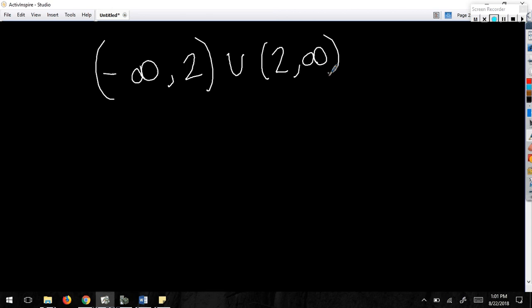That says I want everything except 2. Get as close as you can to 2, but don't include it. Then start as close as you can to 2 and go up forever. What if I want to describe all the numbers? Negative infinity to positive infinity. This will probably be the most common as you describe range here in the beginning. So that's not that hard.